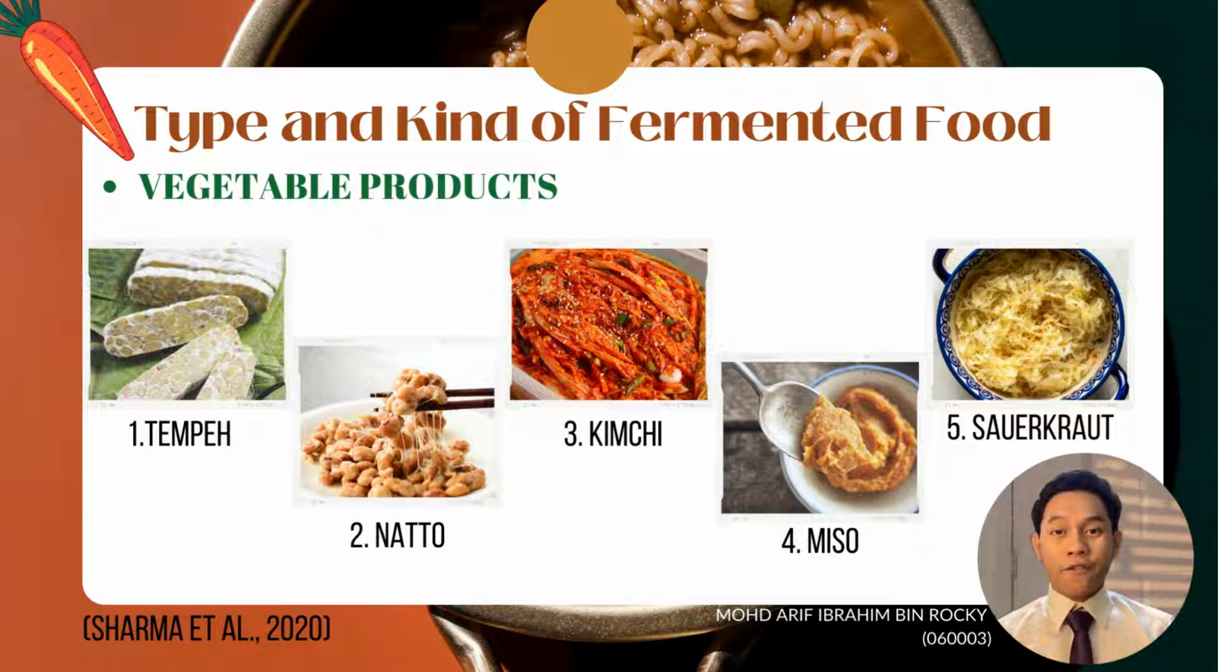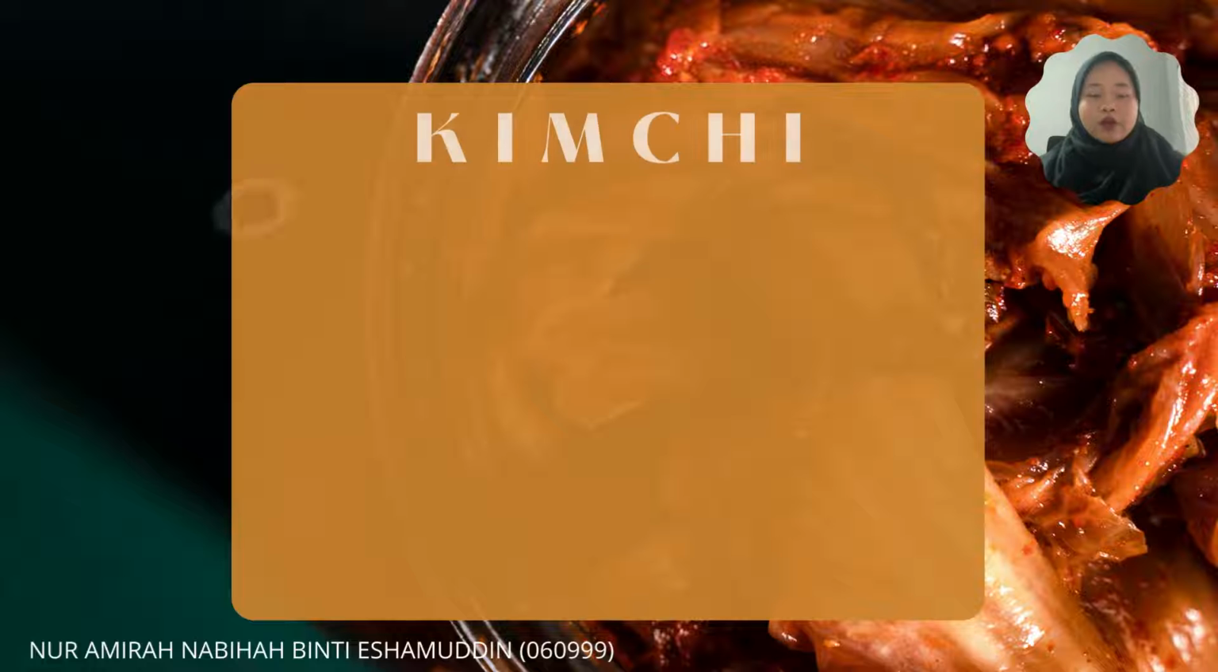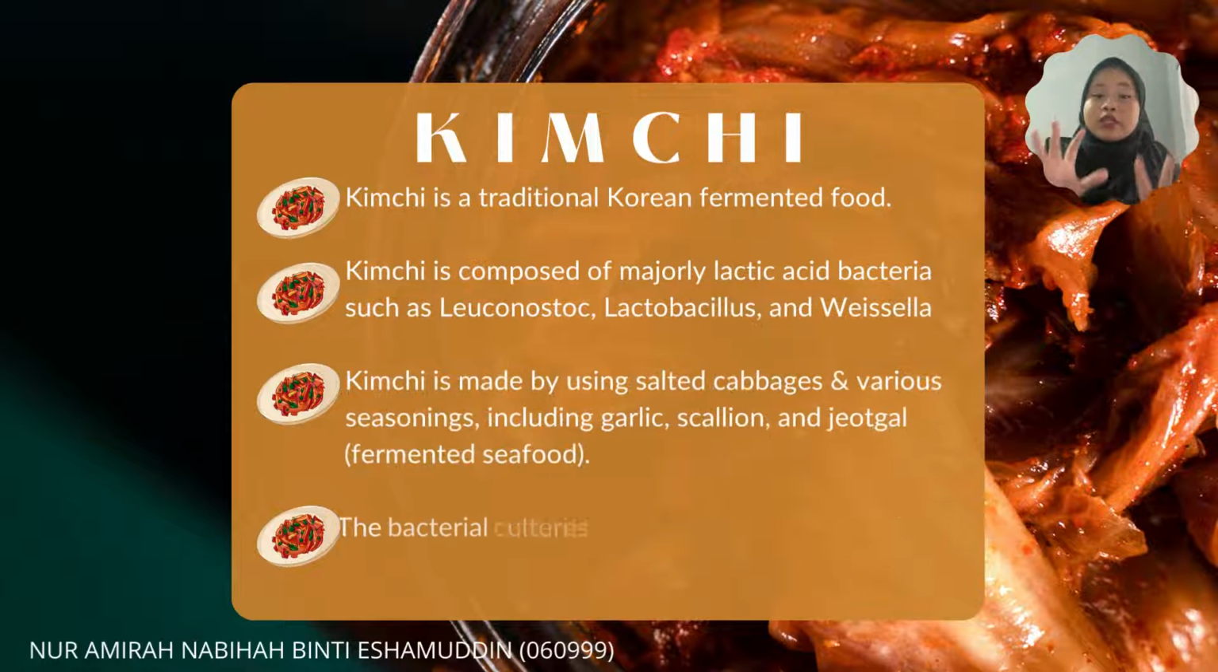Vegetable products are the final section of fermented food. Tempeh, natto, kimchi, miso, and sauerkraut are some of the instances. Among all of the stated fermented foods, our group will talk specifically about kimchi in the next slide. Okay, let's get into kimchi.